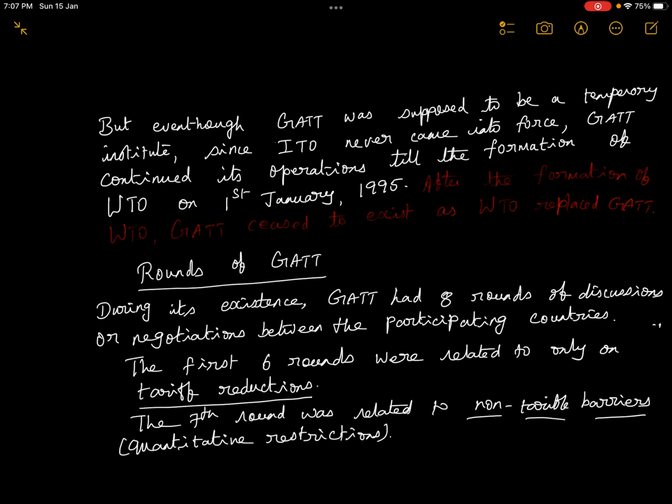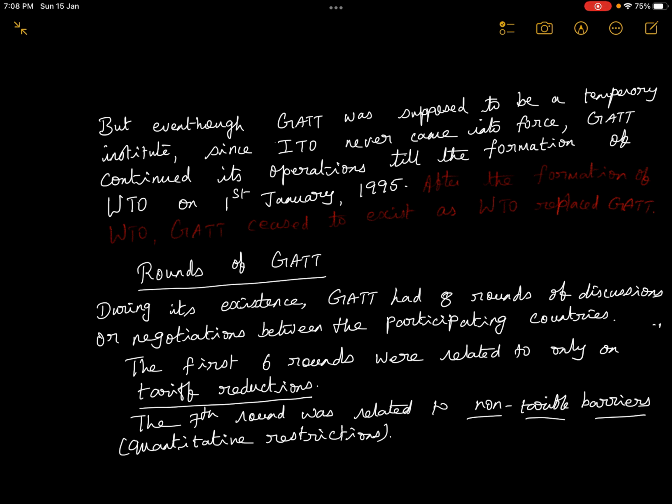So beyond the stipulated time period, GATT was continuing its operations, till the World Trade Organization was formed on 1st of January 1995. After the formation of the World Trade Organization, GATT ceased to exist. GATT was no longer in force after the WTO was established, as WTO replaced GATT.